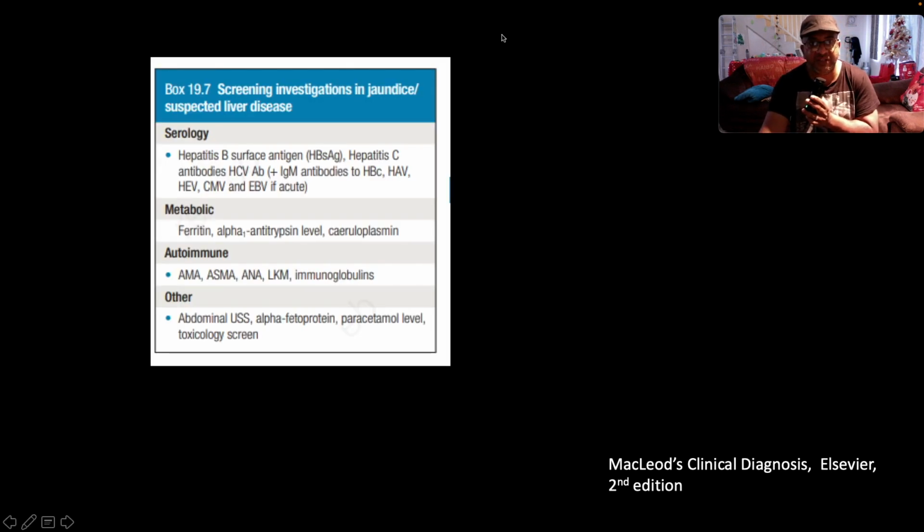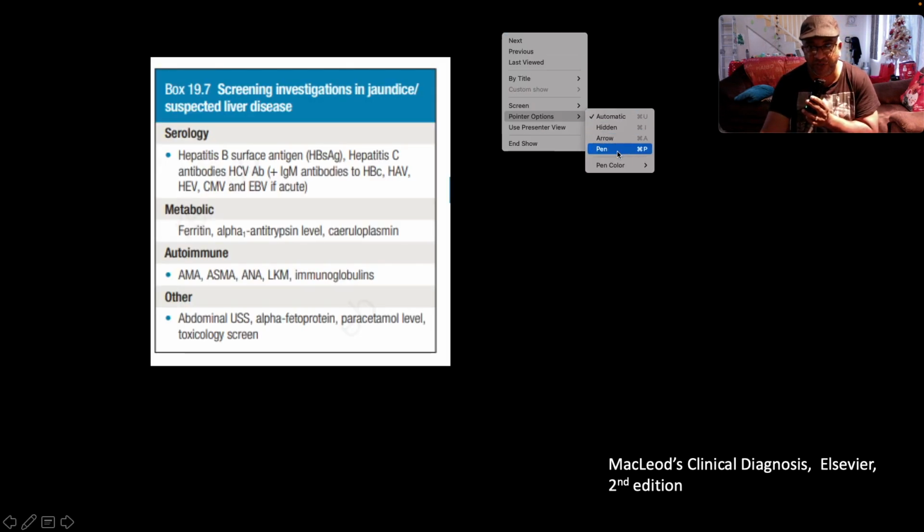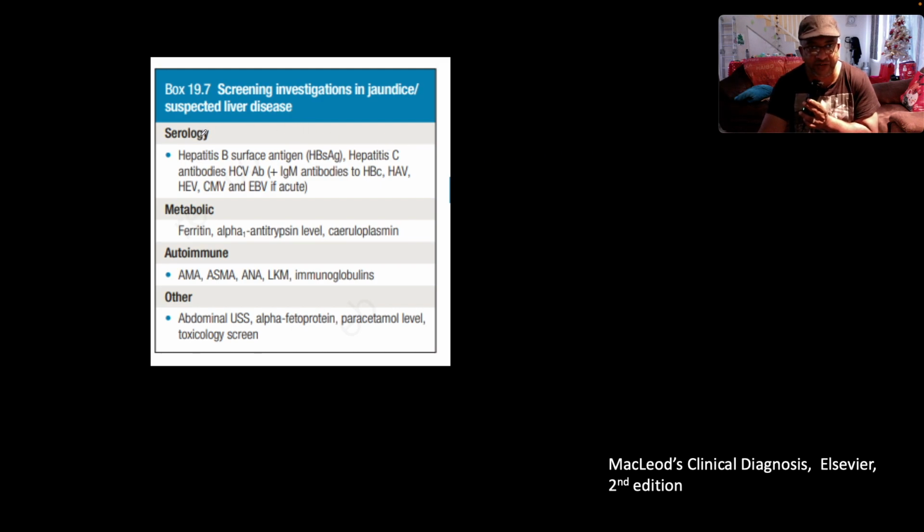Here are screening investigations in jaundice or in a patient in whom we suspect liver disease. They are stratified into serology, metabolic, autoimmune, and others. Serology is obviously your hepatitis B surface antigen, your Hep C antibodies, IgM against Hep B core, hepatitis A virus, hepatitis E virus, CMV, EBV if acute. Metabolic, you're thinking about ferritin, alpha-1 antitrypsin, ceruloplasmin.